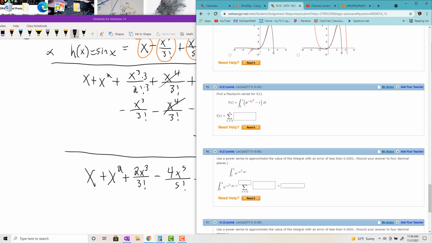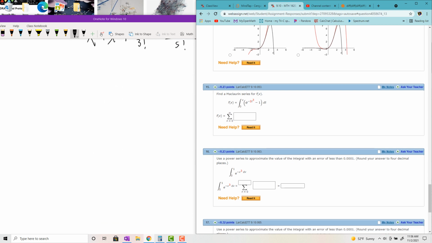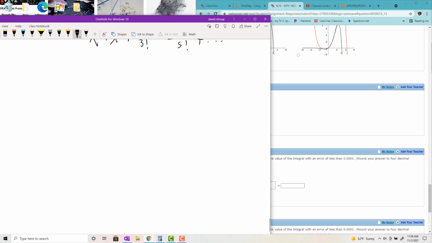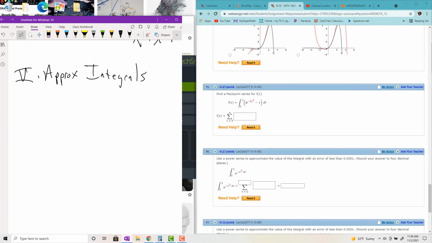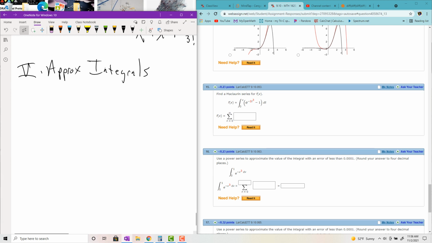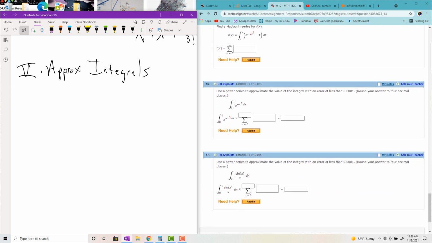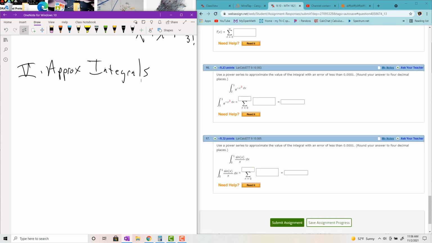Then we're into being able to do these really cool integrals. Okay, so doing integrals, approximating integrals. And normally we wouldn't be able to do these by hand, right? But we're going to be able to do it now. So let's look at number 16, I guess. Use power series to approximate the thing.